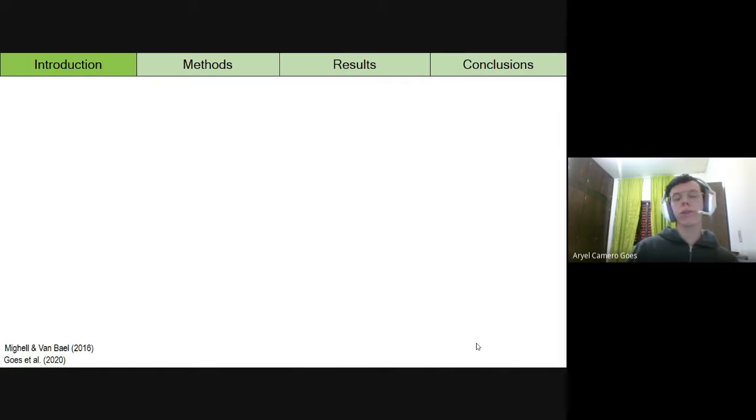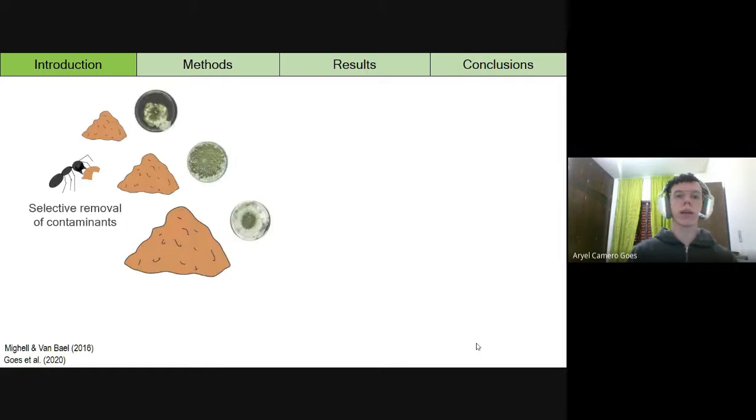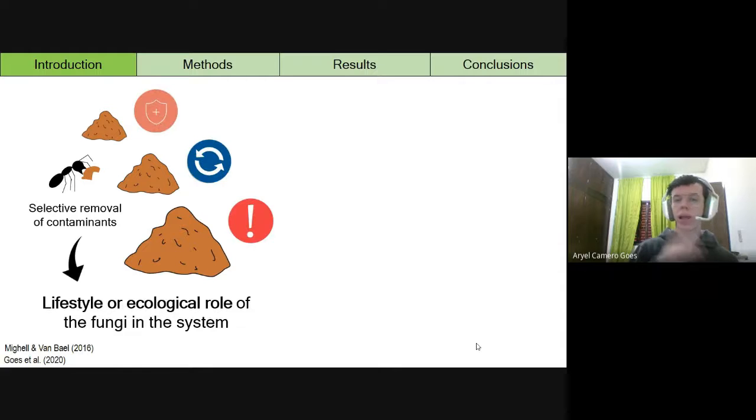Using these defensive strategies, some studies have shown that leaf-cutting ants can selectively remove these contaminants, depending on the lifestyle or the ecological role of these fungi in the system. After all, it is relevant for the ants to differentiate between potential mutualists from those with bad history in the colony. However, little is known about it in other leaf-cutting ant species, such as Atta, which is very commonly found here in Brazil and also well studied.